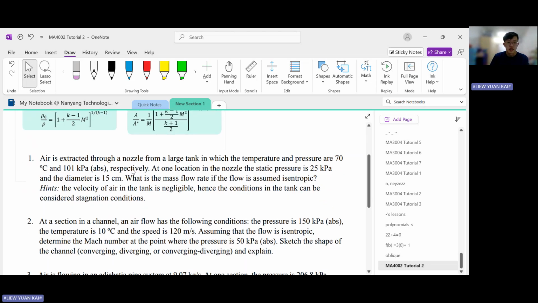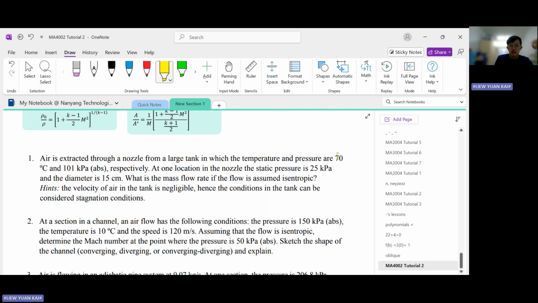Air is extracted through a nozzle from a large tank in which the temperature and pressure are 70 degrees Celsius and 101 kPa absolute value, respectively. At one location in the nozzle, the static pressure is 25 kPa, and the diameter is 15 cm. What is the mass flow rate if the flow is assumed to be isentropic? The hint here is the velocity of the air in the tank is negligible. Hence, the conditions in the tank are considered stagnation conditions.